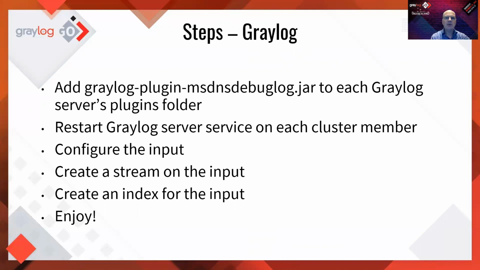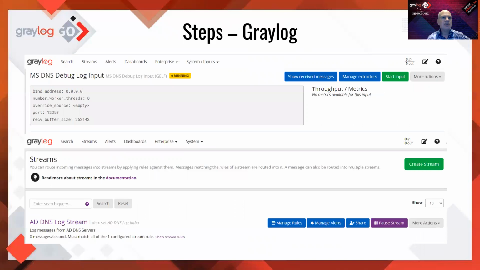So let me show you a little bit more detail on how that works. So here's the steps again. First, we create the input, and you can start by just creating the input up here. At the top, there's a create input, and these are the parameters that you need. But the most important part is you pick the bind address, and then you bind it to the same port that your NXLog is shipping to.